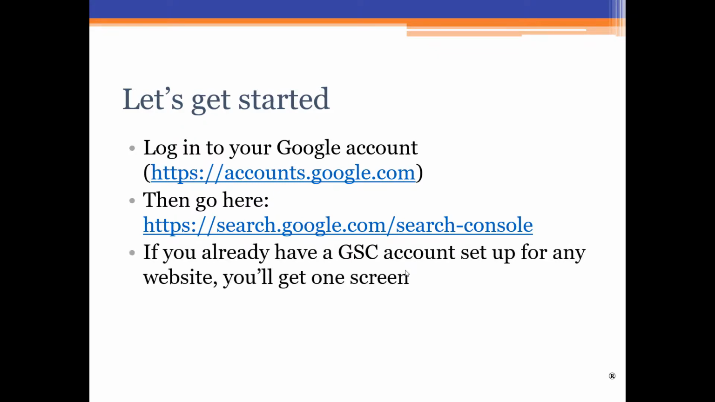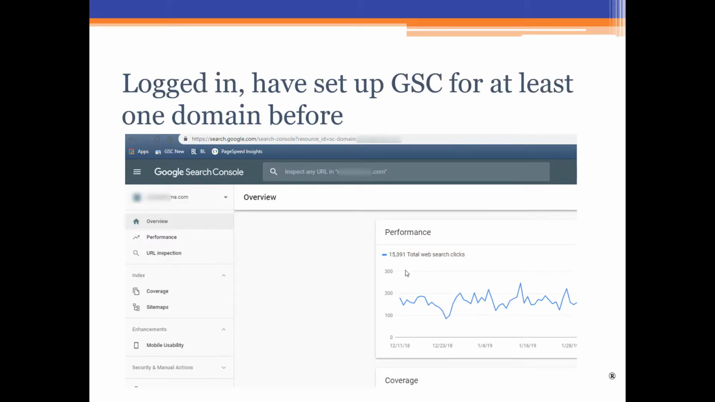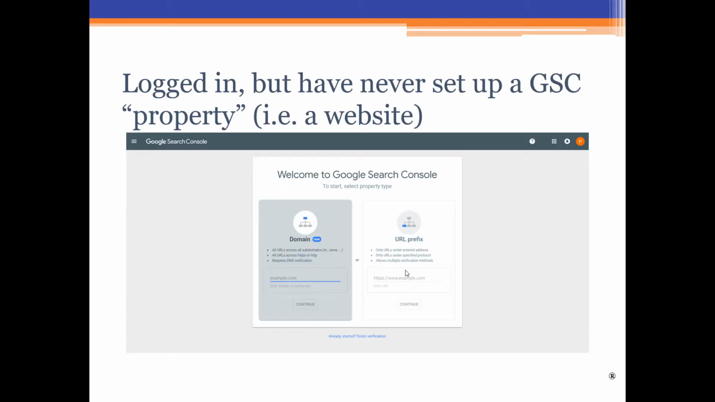If you already have a GSC account set up for any website, you're going to get one screen, but if you don't have GSC set up, you'll get another. And the reason I give you the difference is because some people sometimes have access to Google Search Console, maybe that their webmaster set up or an administrative assistant or something, they don't even realize it. So if you already have GSC set up for at least one domain, you log into your Google account and you go to that address that I gave you, it's going to look something like this. And you'll notice that it has that word overview at the top. That's going to be the screen that greets you.